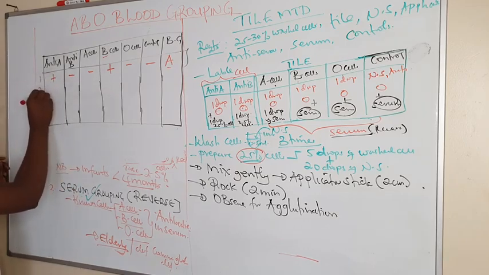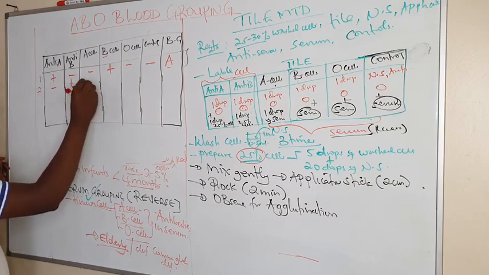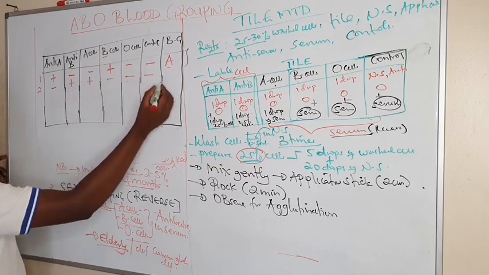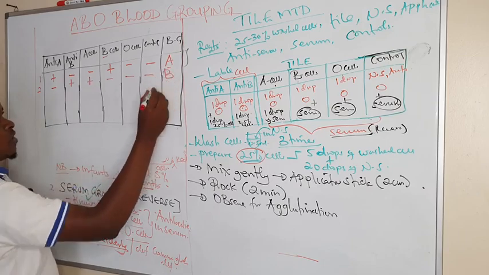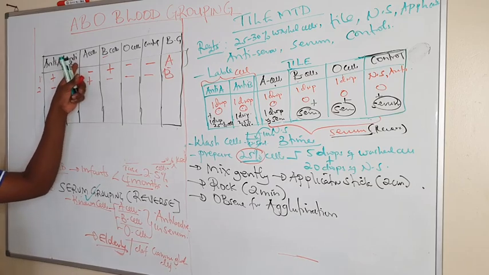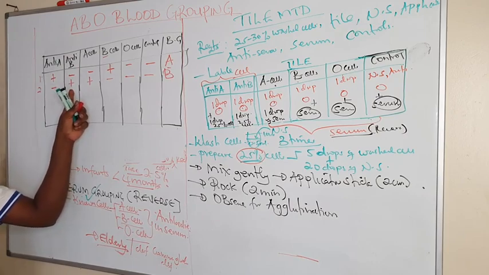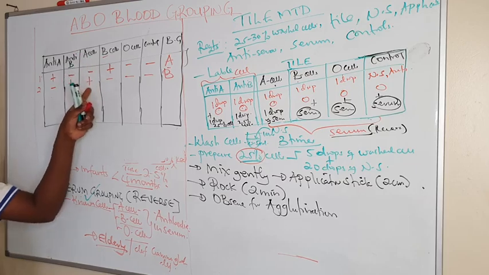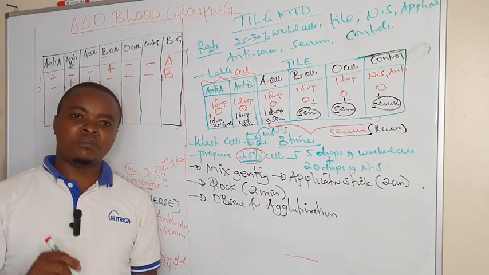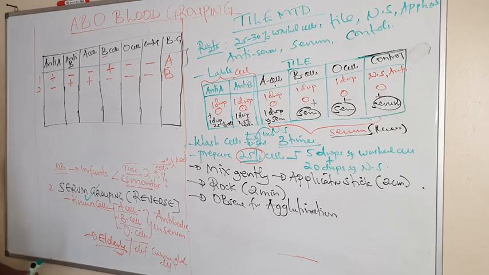Then we have patient 2. You find here no agglutination. Here there is agglutination, here there is agglutination, no agglutination, no agglutination, no agglutination. This one becomes blood group B. Why? Because anti-B reacted with antigen B, so the blood group becomes B. And that's why we are seeing A cells reacting. For A cells to react means in the serum there was antibody A, and antibody A is found in blood group B.